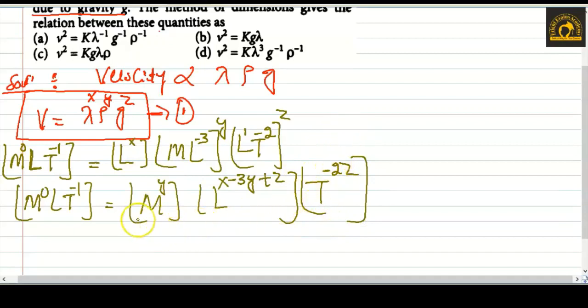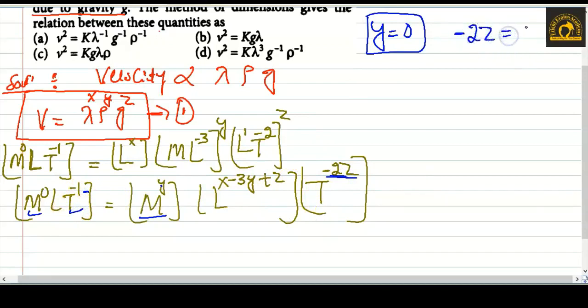So comparing with the principle of homogeneity, for M, y is equal to how much? y is equal to 0. Then for T, minus 2z is equal to minus 1. So minus 2z is equal to minus 1, the minus signs get cancelled, so z is equal to 1 by 2.